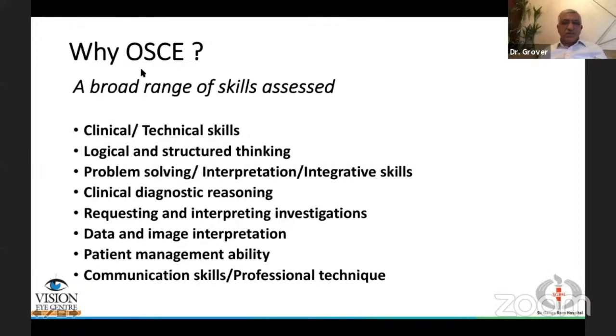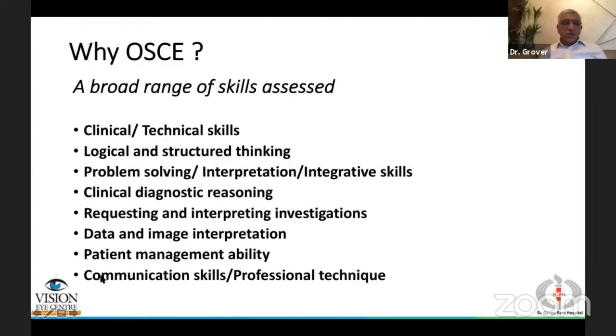So what is assessed when an OSCE exam is held? Your clinical skills and technical skills in various things, like a particular investigation or a particular surgery, can all be assessed by OSCE. It assesses your ability for structured and logical thinking by questions specifically designed for it. It can check your interpretation and problem-solving ability, your diagnostic reasoning, your ability to identify which investigations to request, how well you can interpret them, how well you can interpret images and data, and how well you can handle a patient clinically.